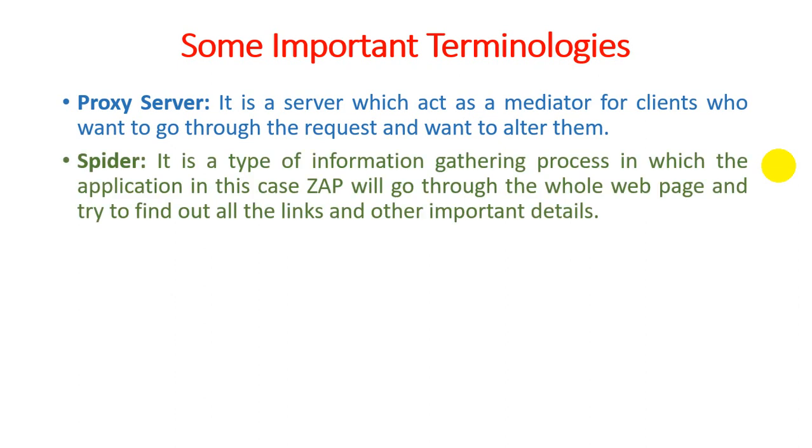Next one is the spider, which we discussed as a web crawler. It is a type of information gathering process in which the application, in this case ZAP, goes through the web page and tries to find all the links and other important details. It is really important to implement SEO on your particular website. And what is SEO? It is nothing but search engine optimization. If you search on Google and your website or web page is found on the first page, then it is based on a spider. It means there are lots of algorithms, and with the help of algorithms you can perform SEO.